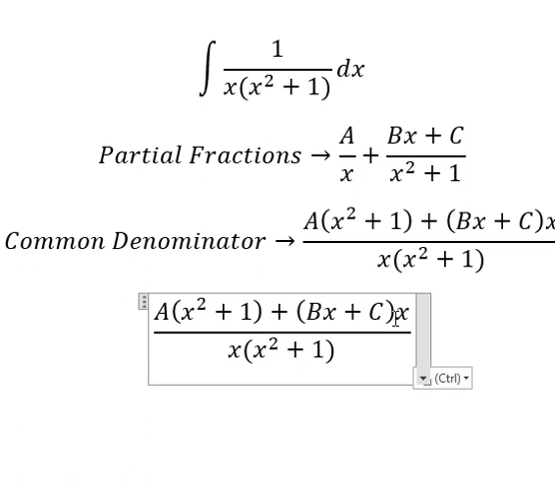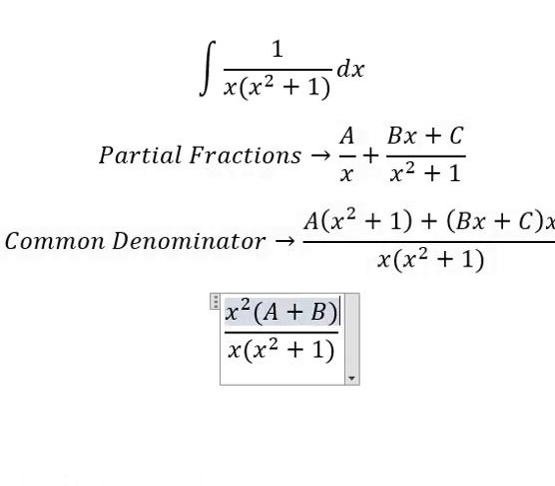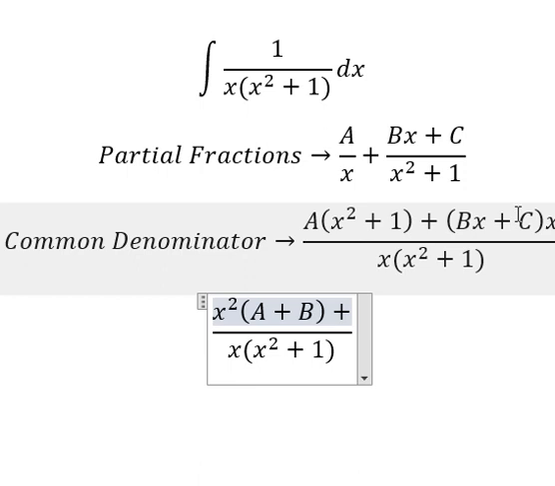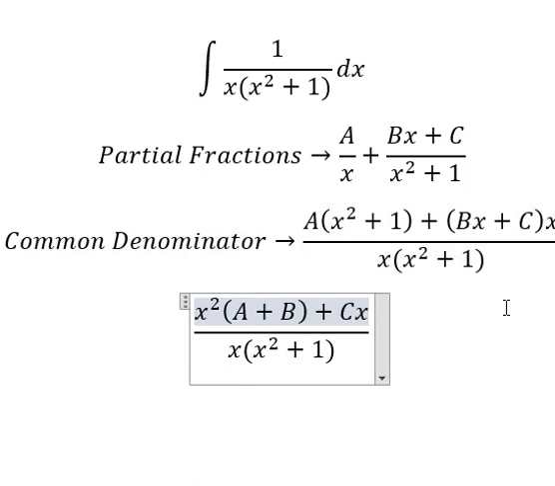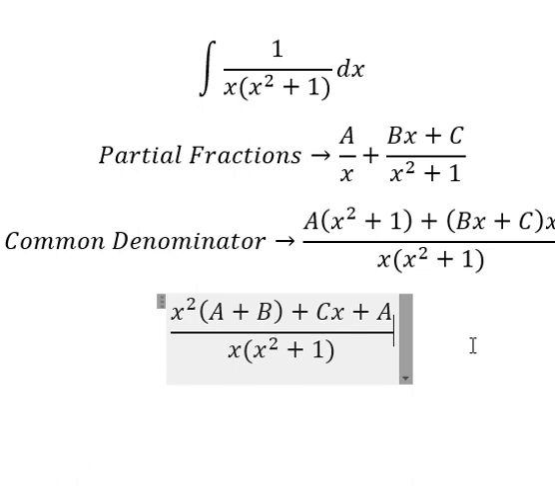Now we need to arrange based on the terms of s. About s squared we have A and B. About s we have C. About the numbers we have A.